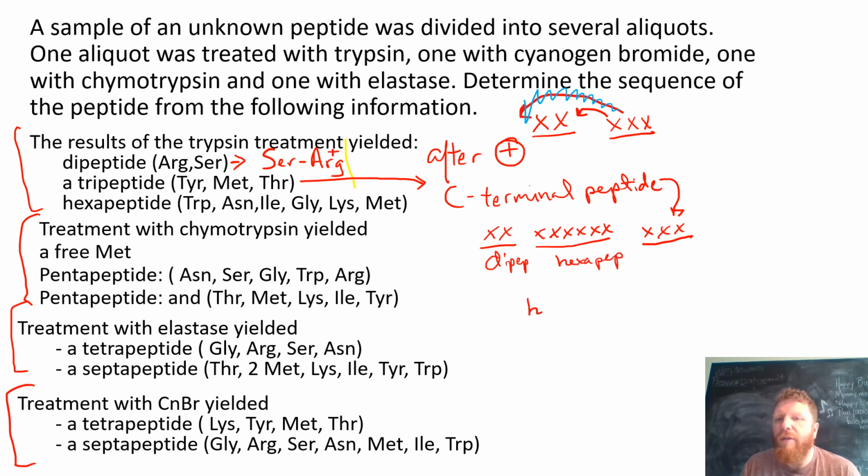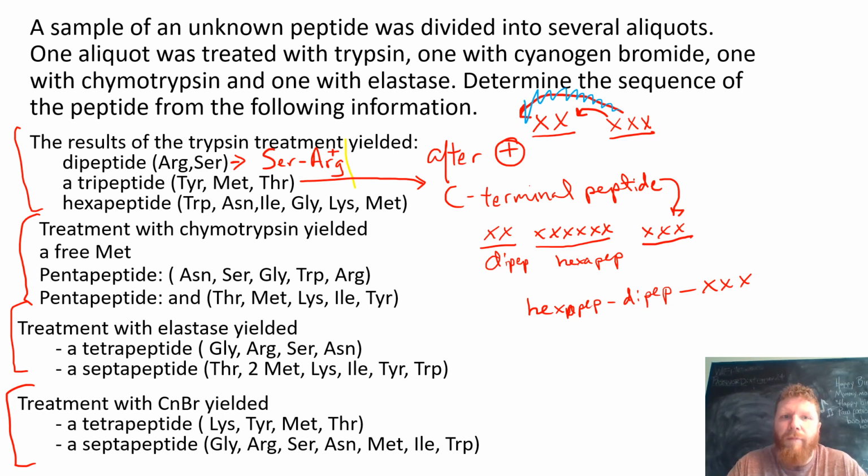Or is it a hexapeptide followed by a dipeptide, followed by our tripeptide? We don't necessarily know that. So that's one of the things that we have to deduce based on all the other information that we're presented with. Now, with that said though, can we look at our hexapeptide data and deduce anything about it?